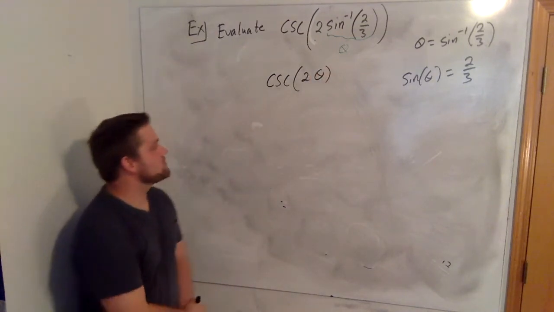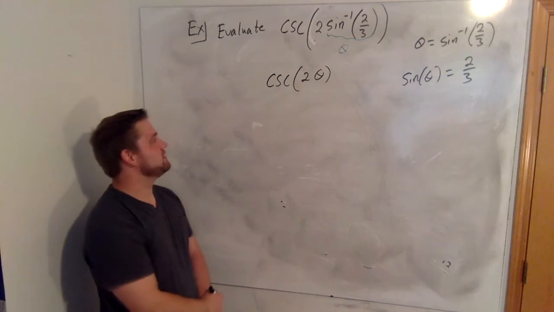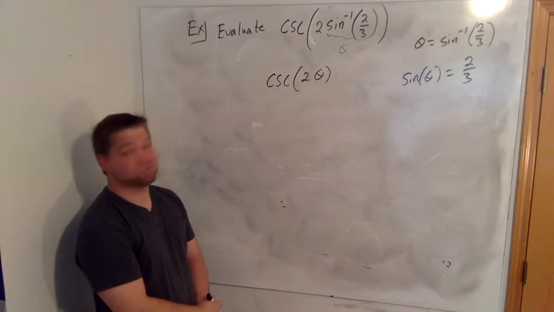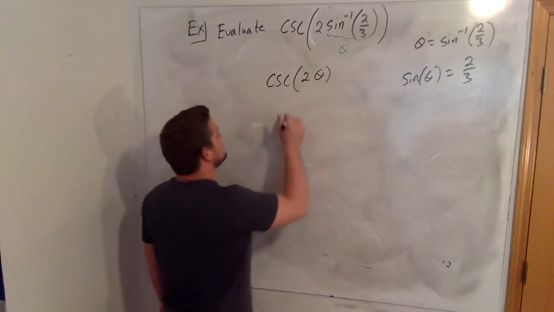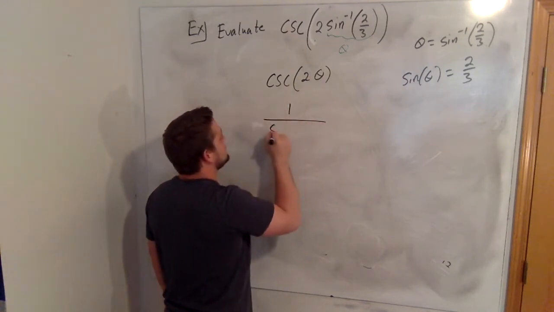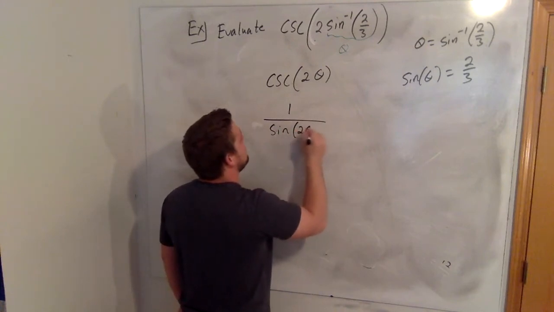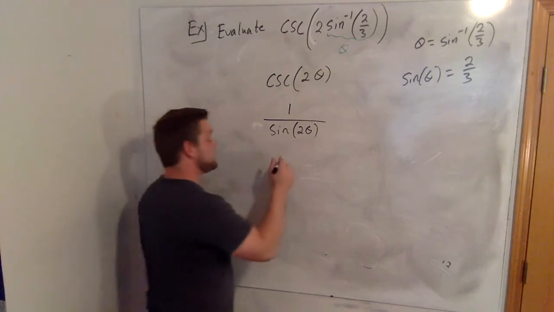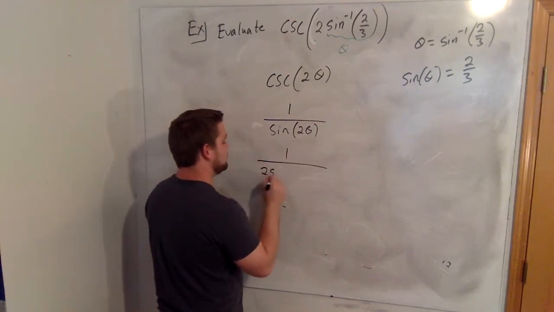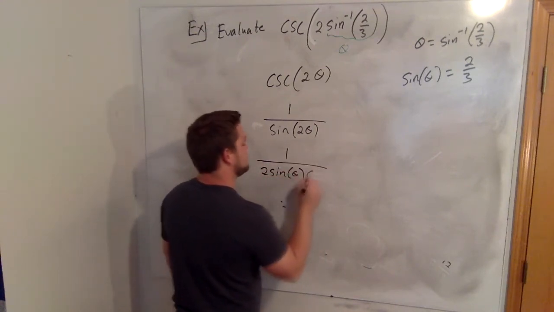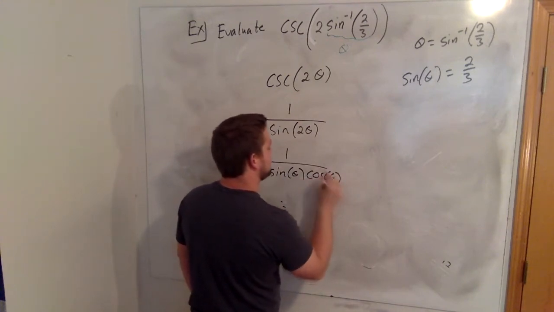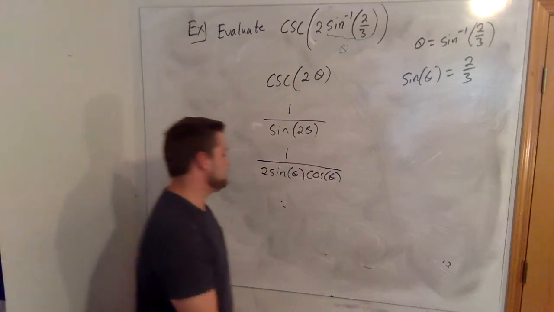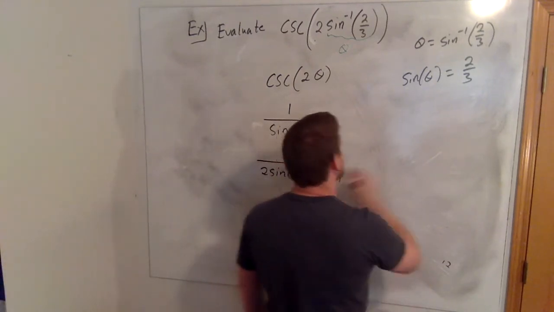Well, notice here that we actually don't have a formula for a double angle of cosecant. But that's okay, because we're just going to use the reciprocal identity. This is equivalent to 1 over the sine of 2 theta. And now we can just use the double angle formula for sine. This is 1 all over 2 sine of theta cosine of theta. So now we just need to know what sine and cosine of theta are. Well, we already know what sine of theta is. We need to figure out what cosine of theta is.